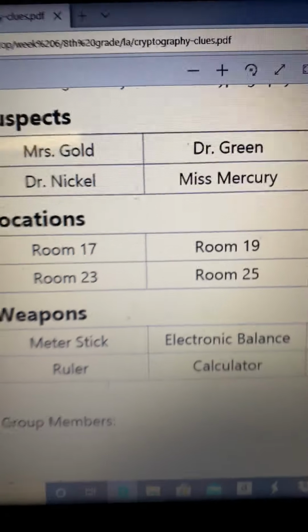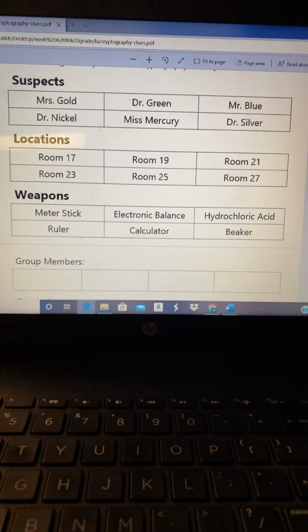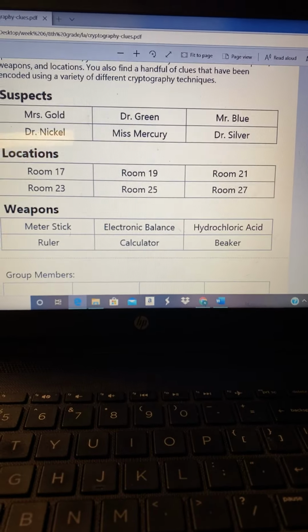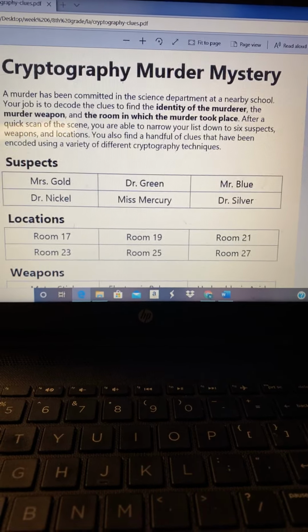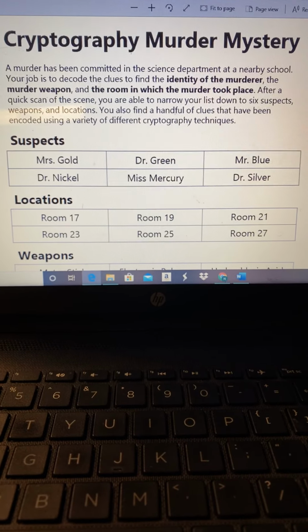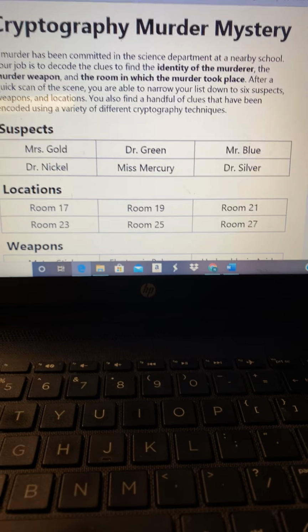So you are going to get a couple of documents. This is the first one. So we are solving a murder mystery, kind of like the game of Clue, if you've ever played that.